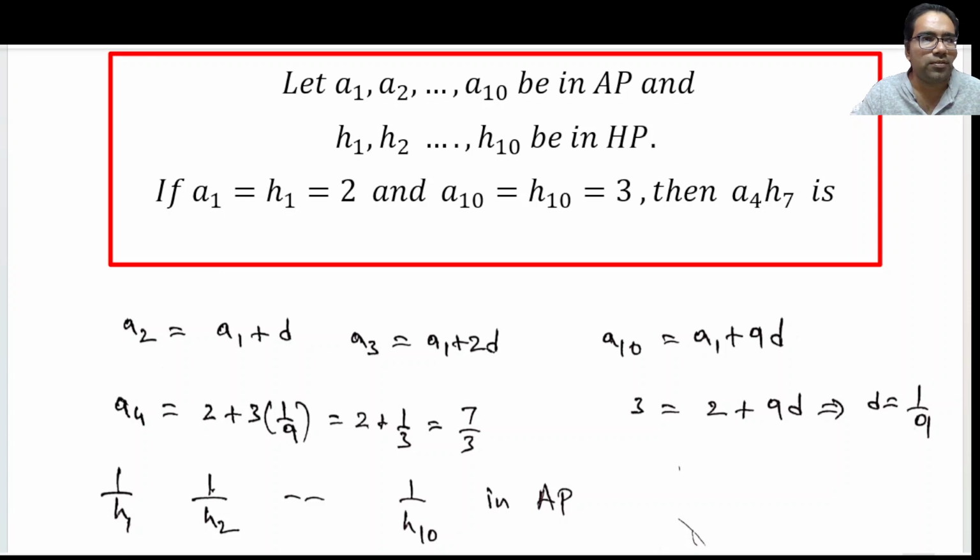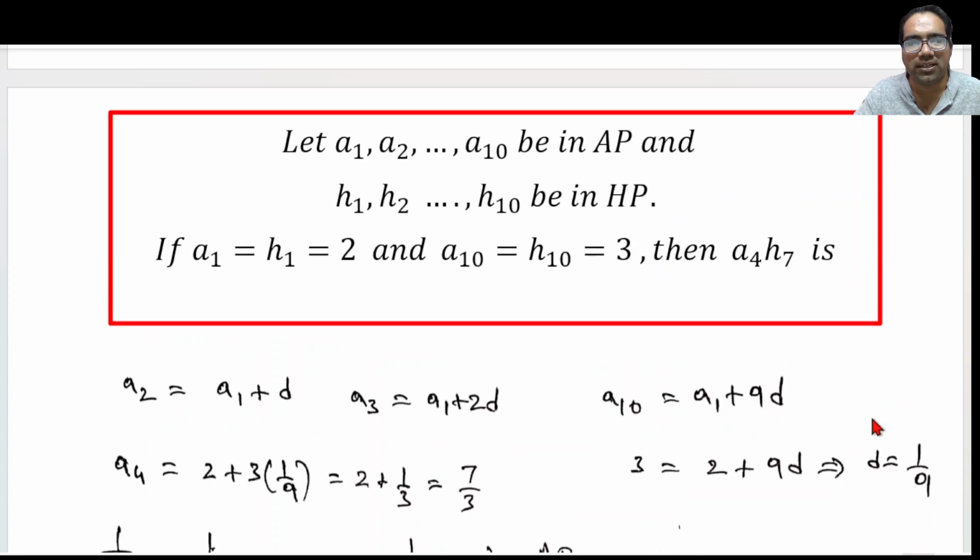So A1, A2, up to A10 are in arithmetic progression. We can write A2 is A1 plus D, A3 is A1 plus 2D, similarly A10 is A1 plus 9D. A1 is already 2, and A10 is 3. So that means 3 is 2 plus 9D. What does that mean? D is (3 minus 2) by 9, that is 1 by 9. We can just simplify this.